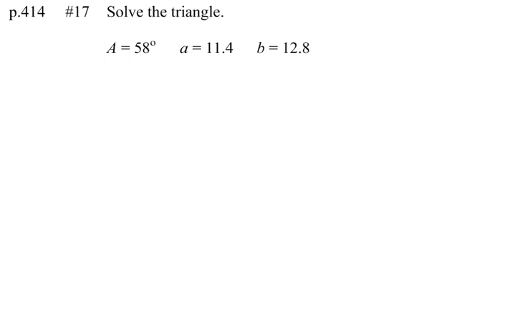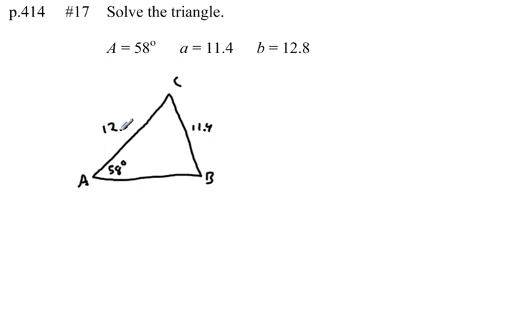Page 414, number 17. Solve the triangle, and we're given angle A and side B. Okay, let's make a sketch of this triangle. I can draw something kind of like this. I'm going to call this angle A, we'll call this angle B, we'll call this angle C. Angle A is 58 degrees, side A is 11.4, and side B is 12.8.